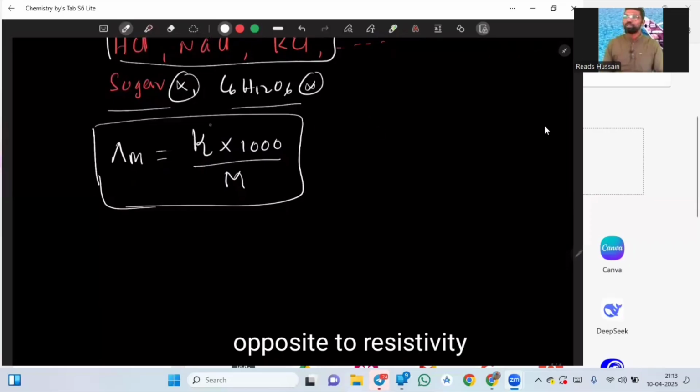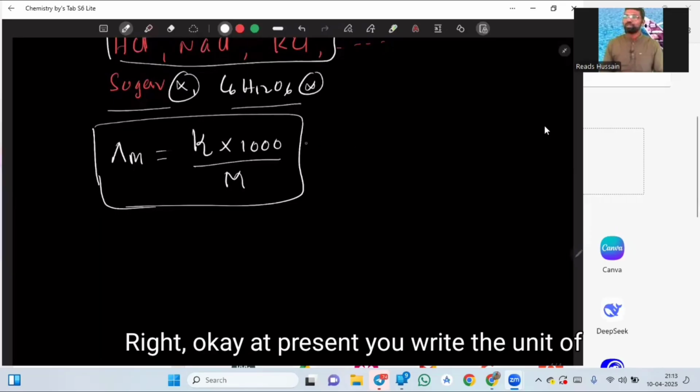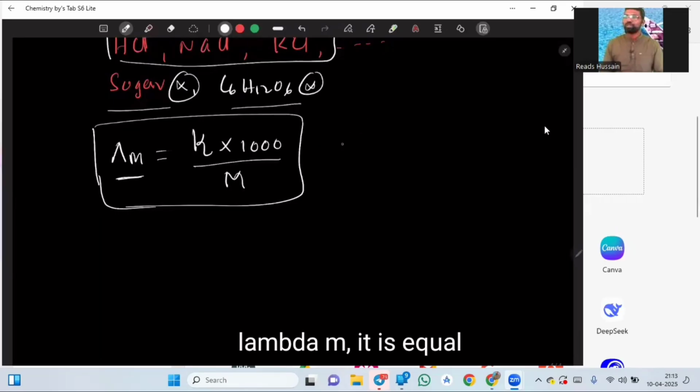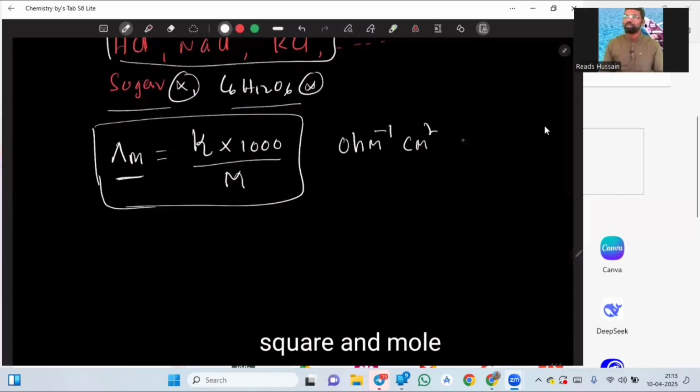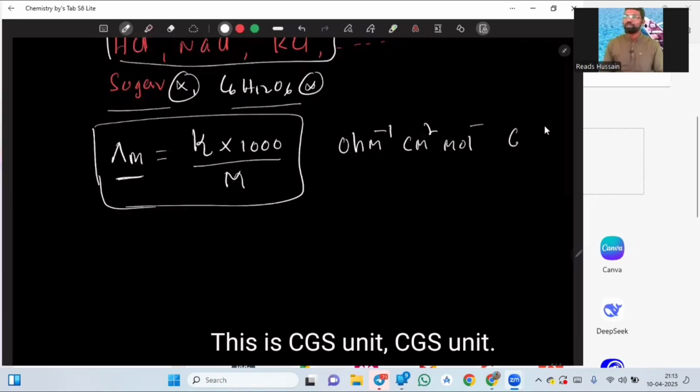Unit for K, it is opposite to resistivity, no? Right. Okay, at present you write the unit of lambda m. It is equal to ohm inverse centimeter square, and mole inverse per mole. This is CGS unit.